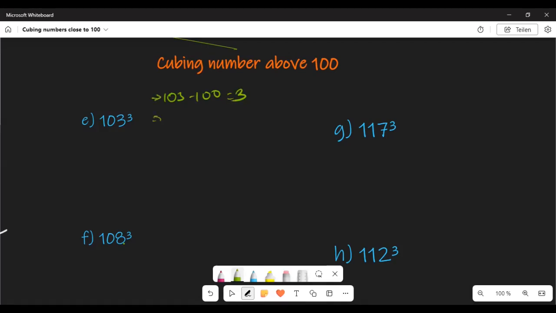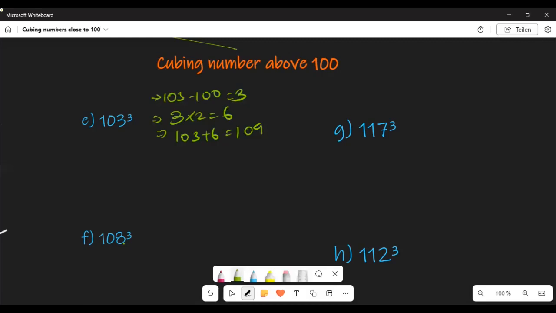Step 2, we're going to take 3 multiplied by 2. So 3 multiplied by 2 is going to give us 6. And then we're going to add. 103 plus 6 will give us 109. So 109 is going to be the first part of the answer.